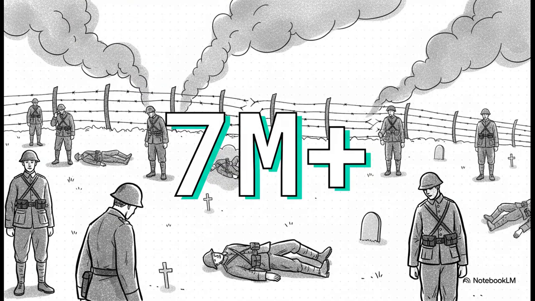Let's just pause on this number for a second. Over 7 million. By 1917, this was the number of Russian casualties. And casualties means soldiers who were killed, who were injured, or who were taken prisoner. It's a truly staggering number, a massive, massive loss of human life.